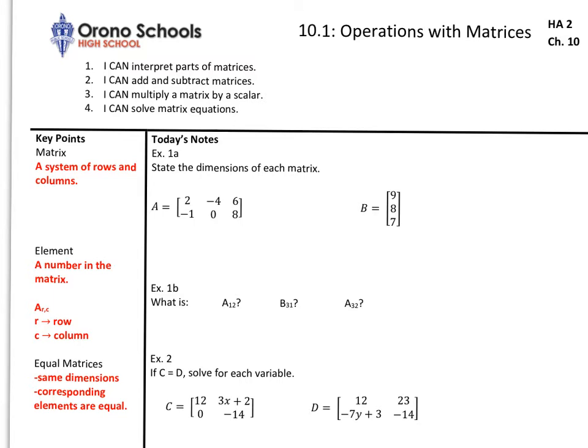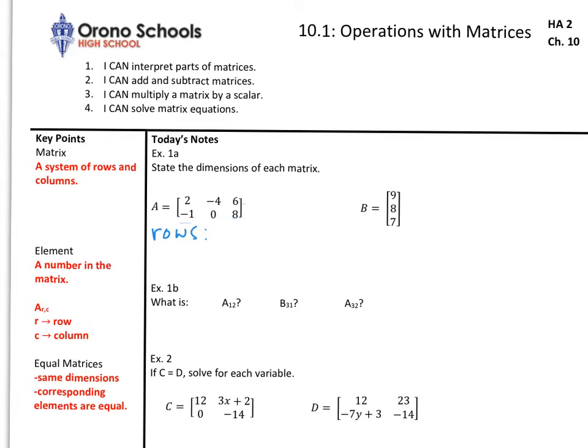So let's take a look at example 1a on the right. We have two matrices, matrix A and matrix B. And we know those are the matrix names because they're designated with a capital letter. To figure out the dimensions of our matrix, we figure out the number of rows and then the number of columns. Now in matrix A, there are two rows. We have 2, -4, 6, and -1, 0, 8. So those are the two rows.